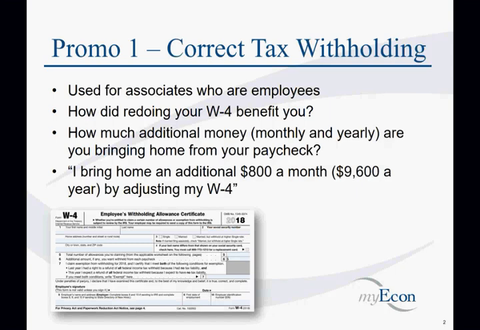And here's just an example excerpt of a promo that you can use. I bring home an additional $800 a month or $9,600 a year by adjusting my W-4. So this one is pretty straightforward. It's correcting a withholding, which anyone can do, whether or not they're a myEcon employee, but that lends itself to your promo. For me, I personally never actually filled out the W-4 form prior to joining myEcon, so I was not aware of all the additional allowances that I was entitled to. So that should be a basic part of everyone's testimony that's an employee that redid their W-4. So if you haven't figured those numbers out, get out your pay stub and do the math to calculate what those numbers are. That's the most basic, simple aspect.